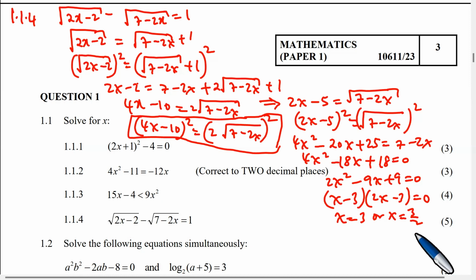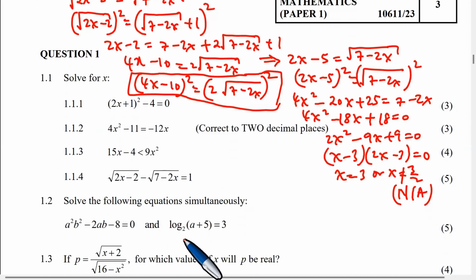Right, you need to substitute both solutions here. If you put 3 here, it becomes 2 times 3, which is 6 minus 2, which is 4. The square root of 4 is 2. So you have a 2 there. You put 3 here, it becomes 7 minus 6, which is 1. So 2 minus 1 is 1. So this one passes, but you realize that this one doesn't work. So in other words, obviously this solution here is not a valid solution. Right, so we move on to the next question.